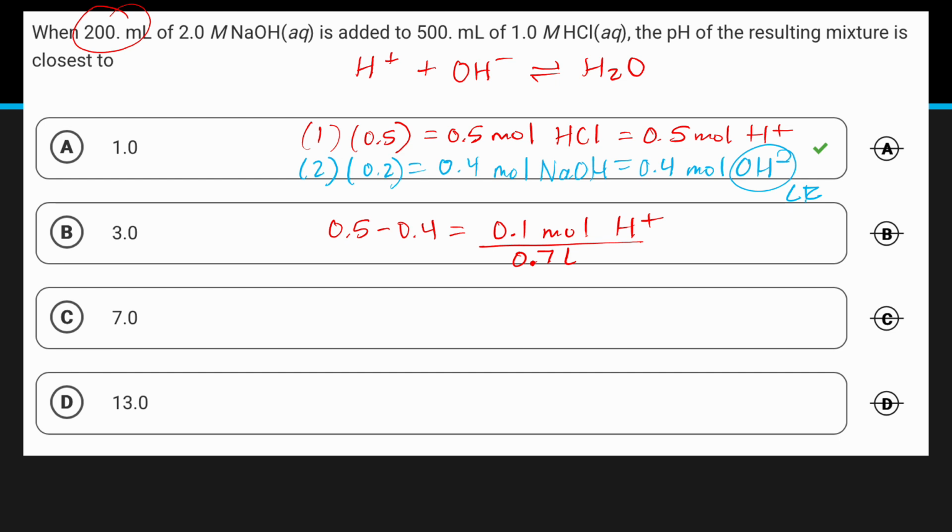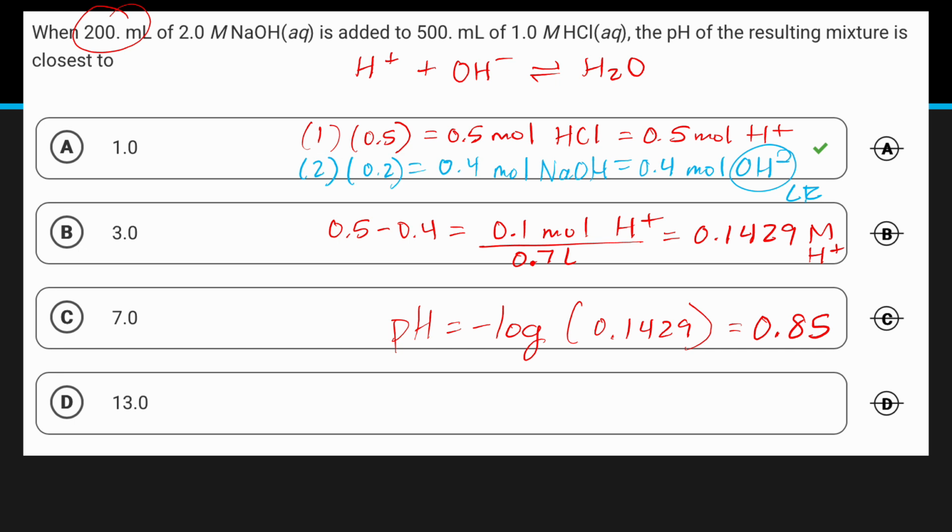And 0.1 divided by 0.7 is 0.1429, the concentration of H+. So now if I want to get my pH, it is the negative log of the concentration of H+ ions, which is 0.1429. That gives me a pH of 0.85, which is closest to a pH of 1.